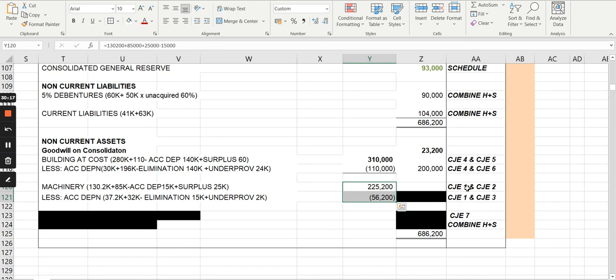So consolidation journal entry 1 and consolidation journal entry 2 is what you have here. 15,000 here is when you eliminate the accumulated depreciation. Surplus is when you recognize the pre-acquisition surplus. So that goes to 225,200. Less accumulated depreciation. The elimination here is the elimination of the accumulated depreciation. And the under provision is to provide additional depreciation because it has been provided based on carrying amount of the subsidiary. Now you go and provide group depreciation, you adjust them. So you have 56,200.